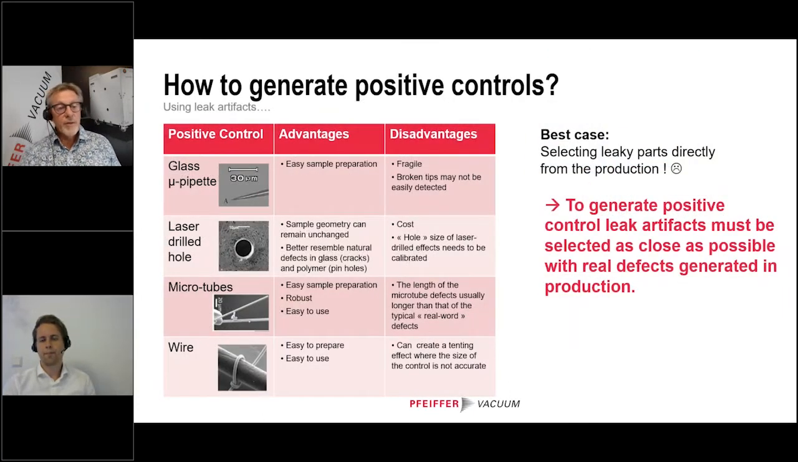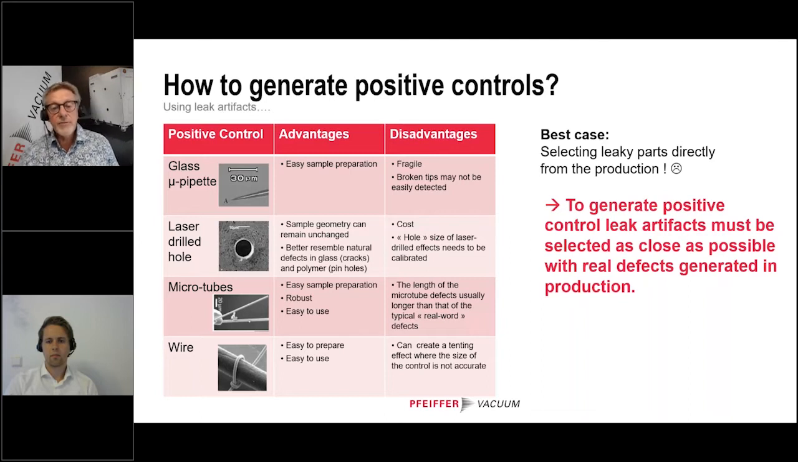Okay, you are probably using a positive control leak artifact to generate a positive control. Here you have the list of well-known leak artifacts which can be used: the glass micropipette, which is a pure sharp edge orifice; the laser drill hole, which is close to an orifice because the diameter cannot be below 3 micron, something like that; the microtubes; and the copper wire or calibrated wires you can put between the neck of a vial and the cap, for example, or between the plunger in the syringe and the barrel.